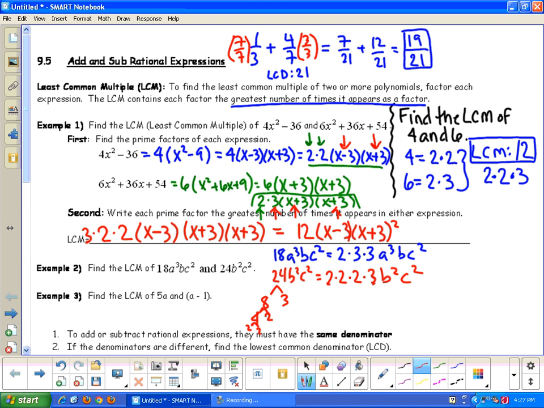So if it helps you to make that factor tree to get the prime factorization, that's fine. So like if I would have done the same thing for 18, 18 breaks down into 2 times 9, and this breaks down into 3 times 3, so that's where I get 2 times 3 times 3.